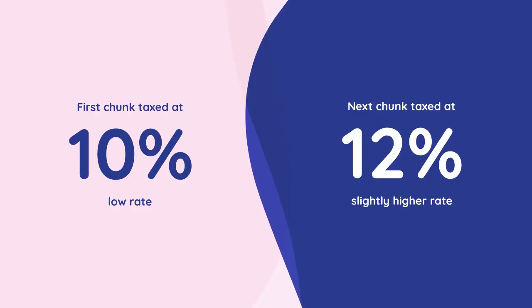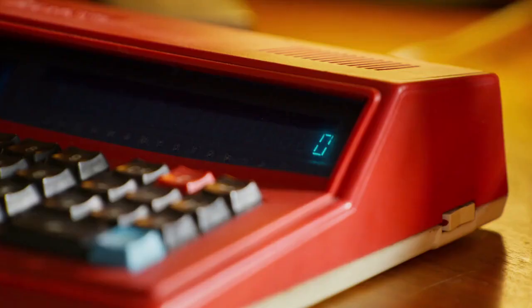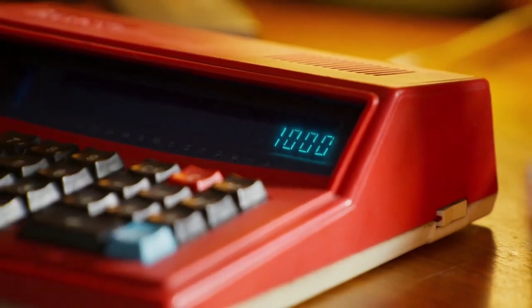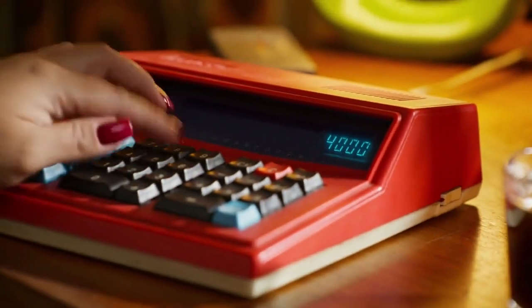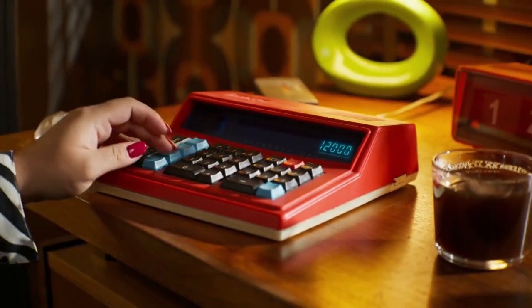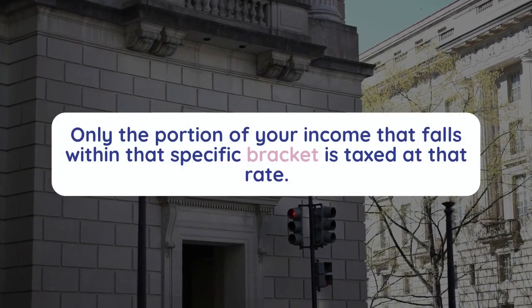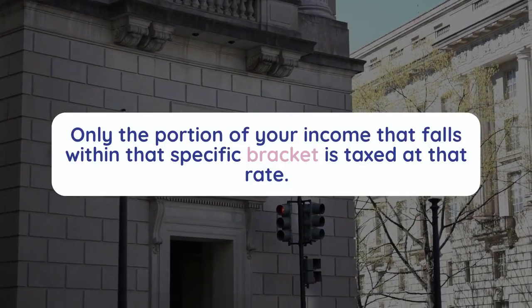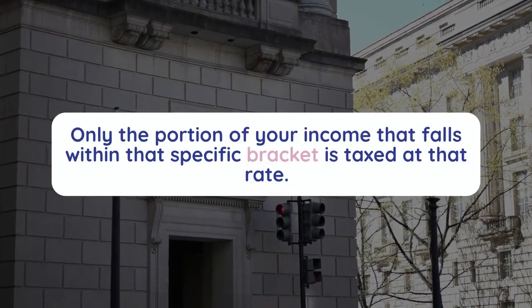A common mistake is thinking that if you're in the 22% tax bracket, all of your income is taxed at 22%. That's not true. Only the portion of your income that falls within that specific bracket is taxed at that rate. You calculate the tax for each bracket and then add it all together to get your initial tax liability.